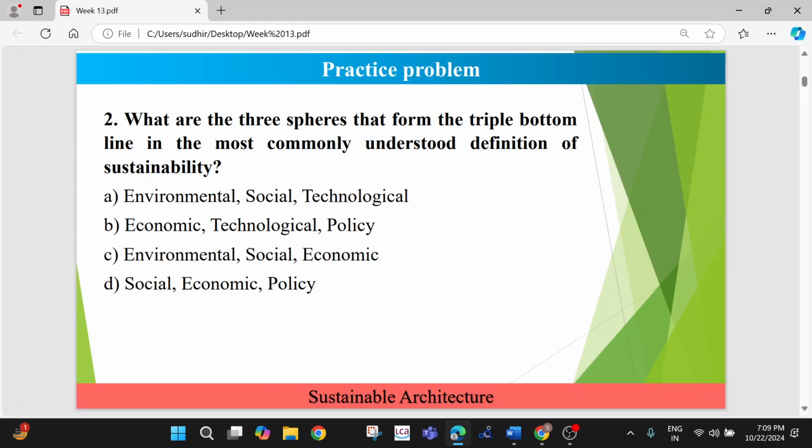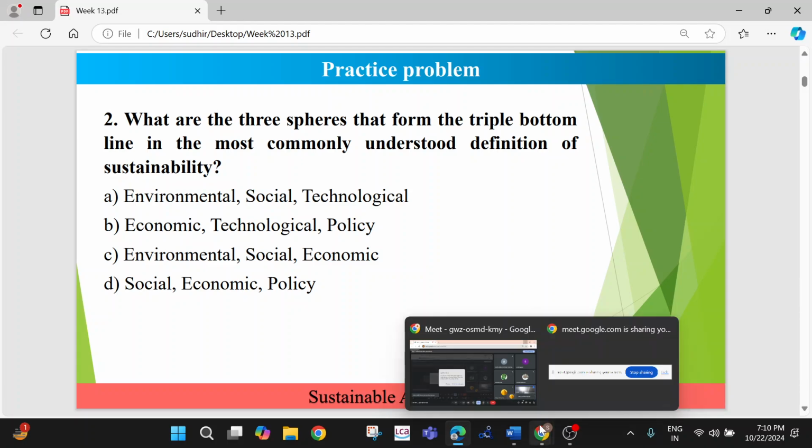Here is question number 2 for all of you. What are the three spheres that form the triple bottom line in the most commonly understood definition of sustainability? Which three broad areas do you cover when defining sustainability? It can be environment, social, or technological; or option B, economic, technological, and policy; or third, environment, social, and economic; and the last one, social, economic, and policy. Choose the most optimum one.